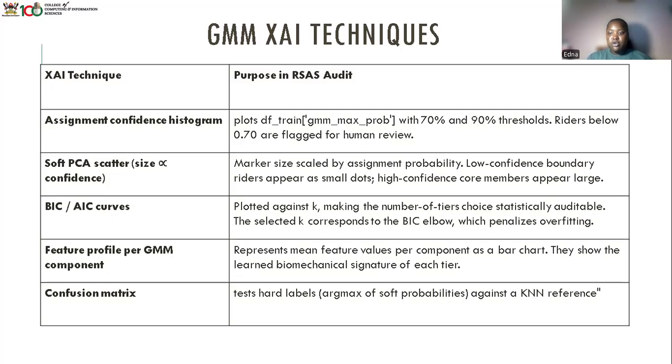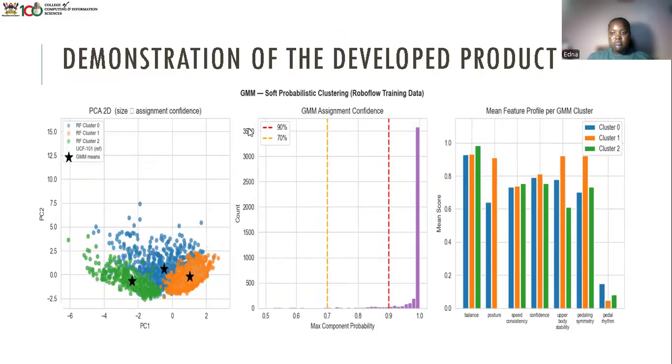And lastly, we have the confusion matrix, which tests GMM labels against a KNN reference. This brings us to the close of my presentation, with the last slides having the visualizations of the explainable AI techniques I've just talked about. Thank you so much for listening.